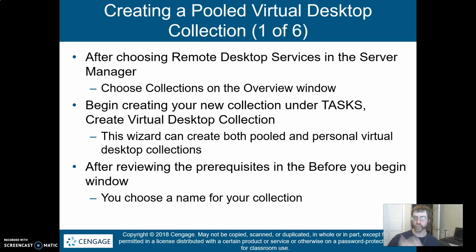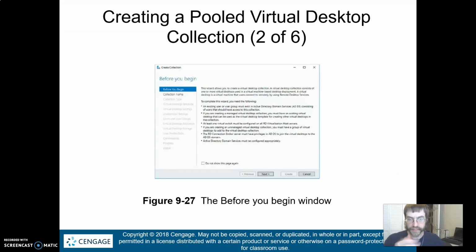This can create both pooled and personal virtual desktop collections. You're going to choose a name for your collection. Kind of looks like this. The prerequisites are fairly important here. It has to support AD DS. It has to have an existing virtual desktop. If you have multiple virtualization hosts, you have to have a virtual switch common to them. And that's one of the choices you can make when you're setting up your virtualization host. There's a checkbox down at the bottom. You can choose create new virtual switch, and it will distribute that across your virtualization hosts.